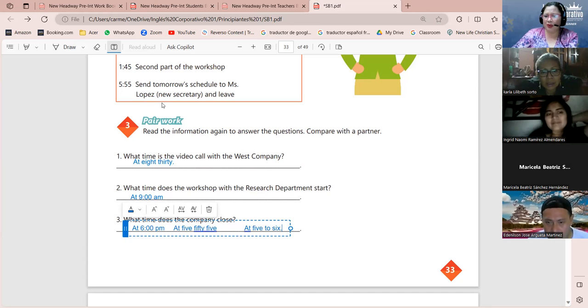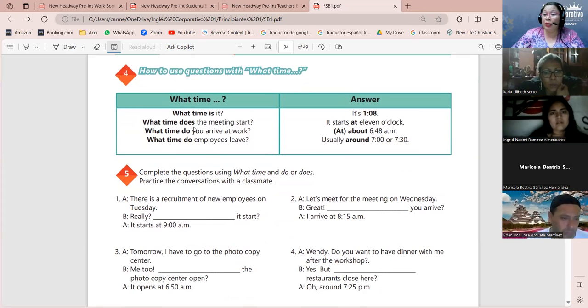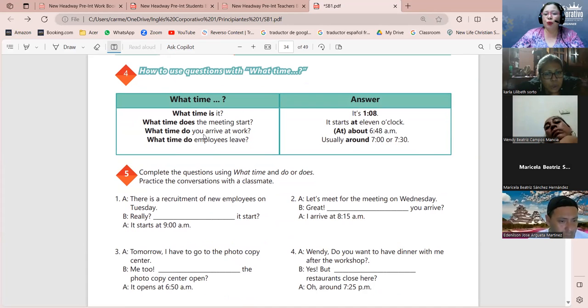So now we know how to read agendas, right? Ya nos sentimos más cómodos para leer agendas, ¿sí? Vemos la hora, vemos la actividad, buscamos cuál es la acción, cuál es el verbo. Algunos verbos ya los identificamos, so it will be easier, right? So, the questions with what time, remember, we use does cuando el sujeto es he, she, it, ¿verdad? Usamos do cuando el sujeto es you, I, we, they. Correct.